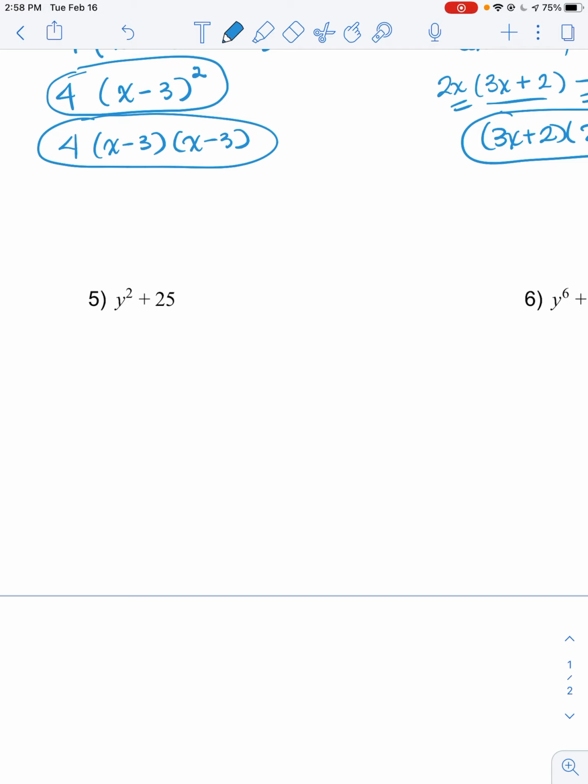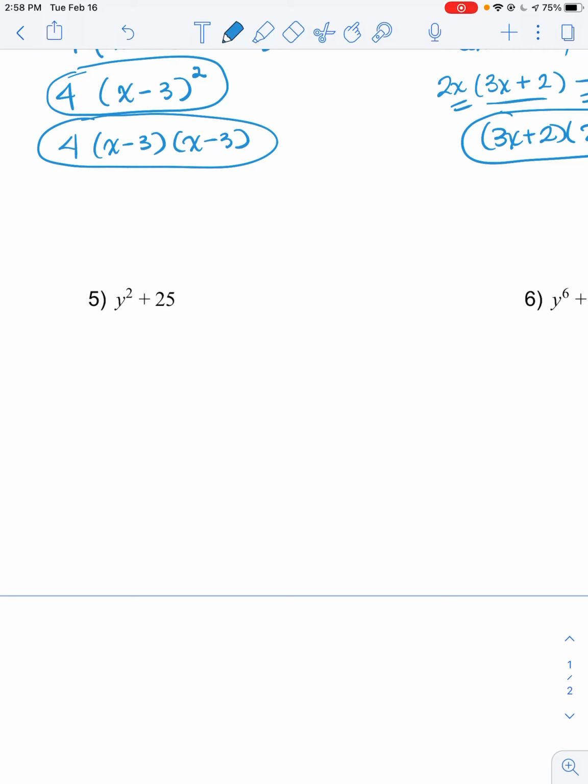Moving down, there's no GCF with number 5. So I go on to the next step: how many terms? This is 2 terms, so it tells me I should be looking for difference of squares or sum or difference of cubes. Well, these are squares, but it's not a difference, it's a sum. So in fact, this is one that is fully factored as it is.